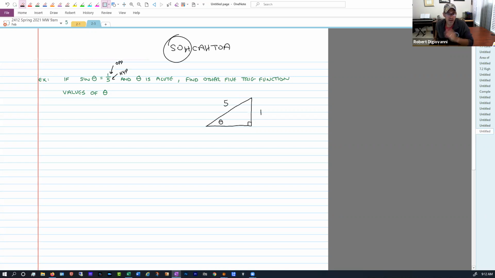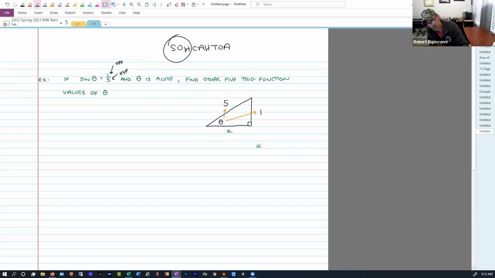Any questions on that? Opposite over hypotenuse? The side opposite of the angle divided by the hypotenuse. Now, once we know 2 sides of a right triangle, we can always find the 3rd side. And we did this once last time. So I'm going to label this side, let's just call it A. And then real quick, I'm going to figure out what that is.